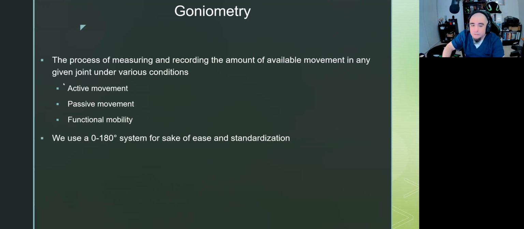So the process of measuring and recording available movement in any joint, given the various conditions, we may measure passive movement, we may measure active movement, we often measure functional. For standardization, we use a 0 to 180 scale. There's no muscle that goes beyond 180.